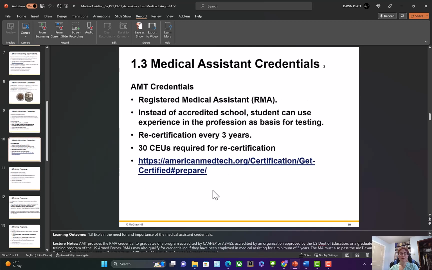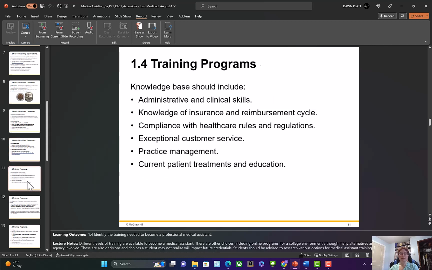Next one is the AMT credentials. So through the American Medical Technologists, they offer the Registered Medical Assistant, otherwise known as the RMA. That one there, you recertify every 3 years, and then you have to have 30 CEUs required for recertification. Again, you can look up all that information on their websites to get further information.